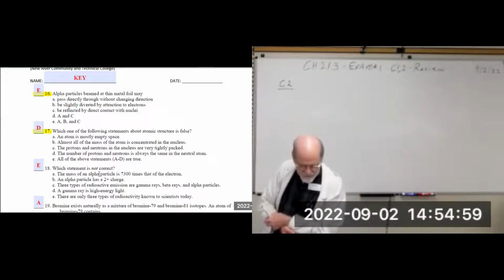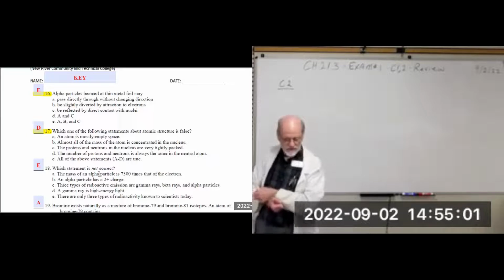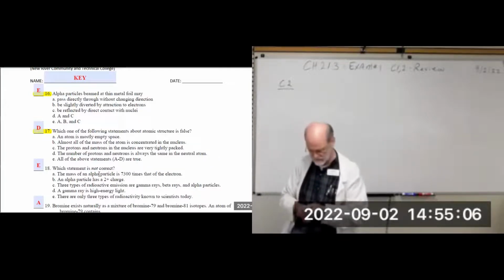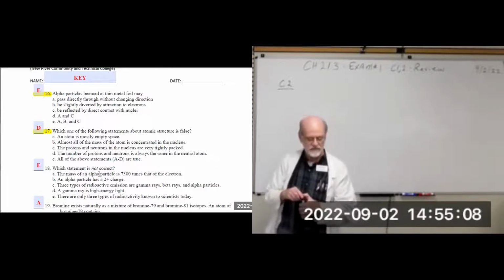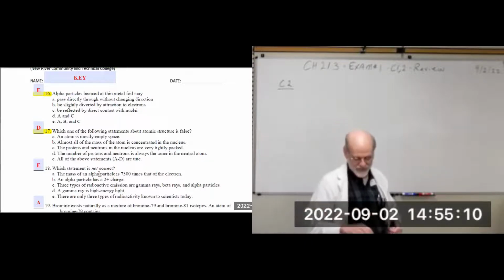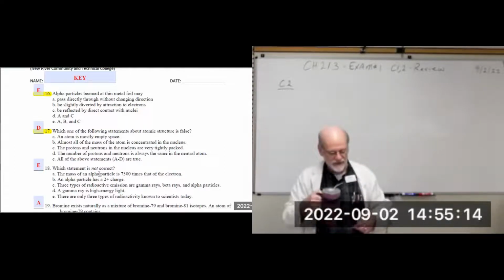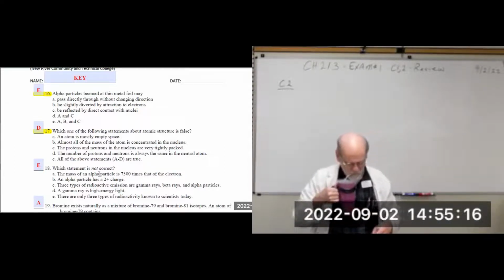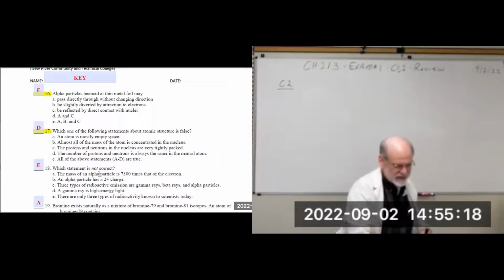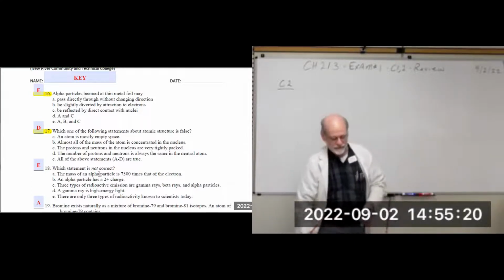17, which of the following statements about atomic structure is false? All right, an atom is mostly empty space. Is that true? Yeah, it's mostly empty space. The electrons out there are just, by comparison, they've got lots of room.